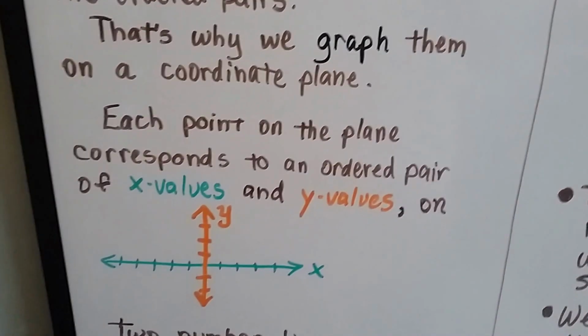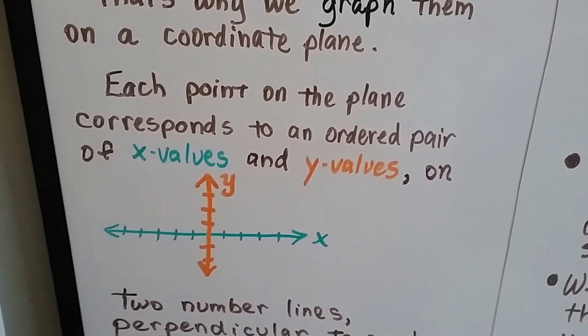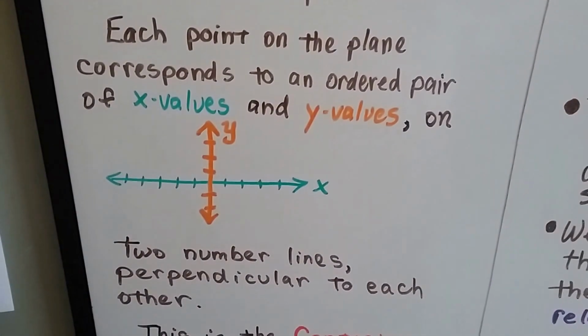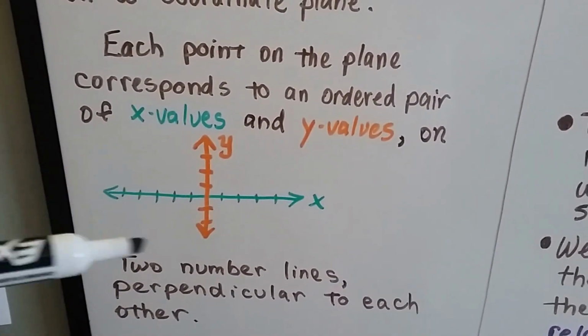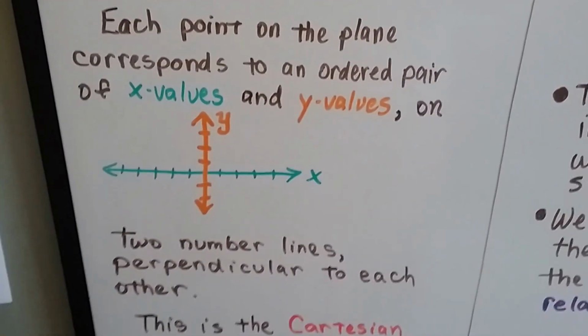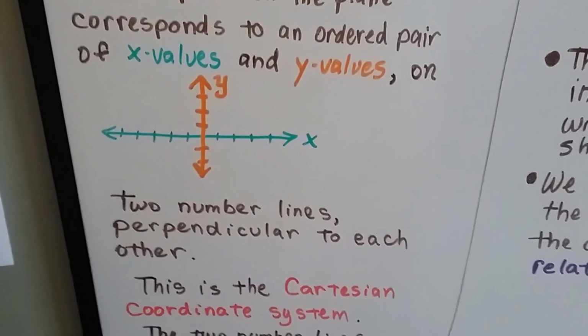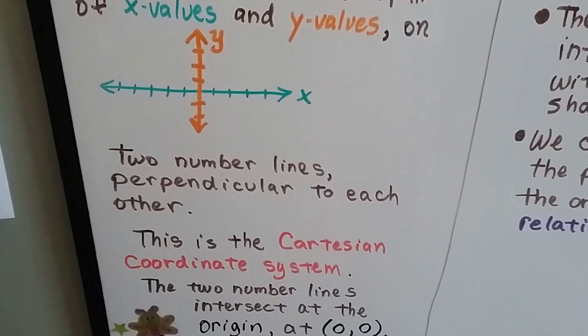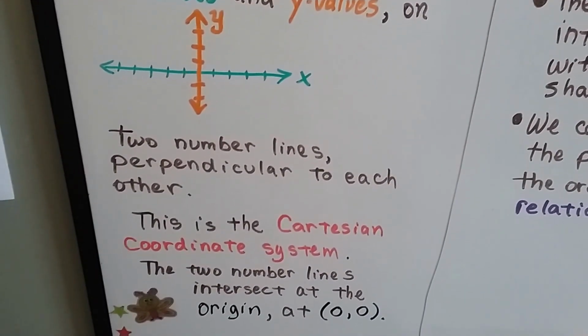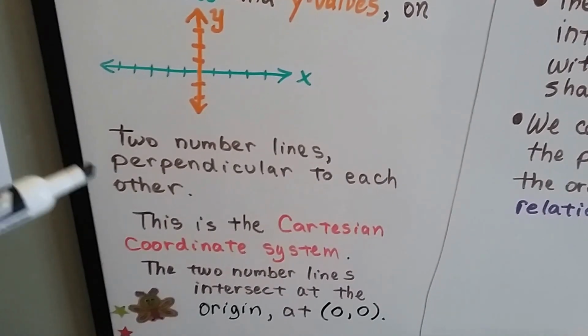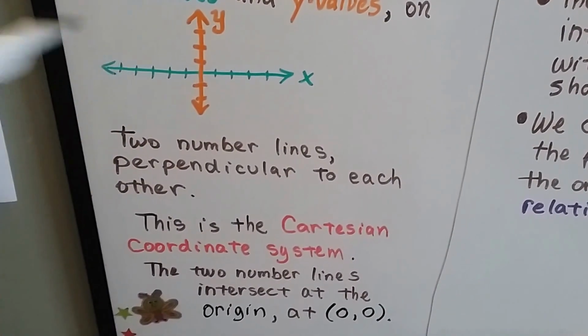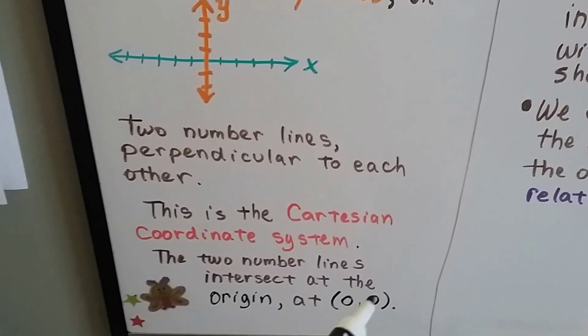Each point on the plane corresponds to an ordered pair of x values and y values. And the x comes across horizontal and the y goes up and down vertical. It's two number lines perpendicular to each other. This is the Cartesian coordinate system. The two number lines intersect at the origin, 0, 0, right in the center here. Okay? Looks like a little face, doesn't it?